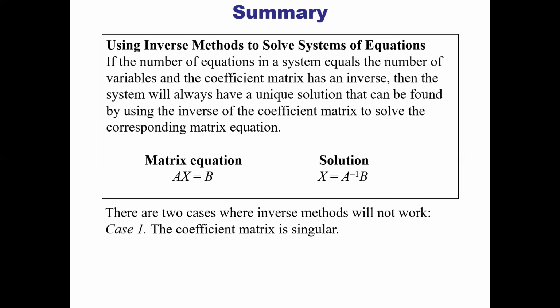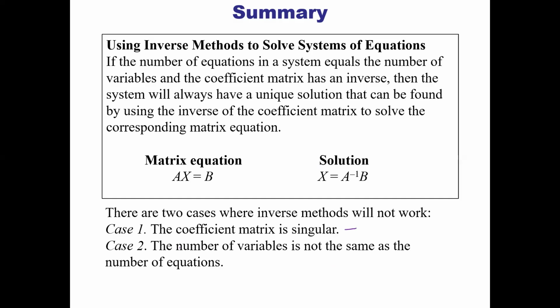Now, there are two cases where inverse methods will not work. Number one, the coefficient matrix is singular. You can't find an inverse. And number two, the number of variables is not the same as the number of equations. So if you have more variables than equations, then it's not going to work either. In either case, we just basically have to use Gauss-Jordan. And in the second case, where there are more variables than equations, we're going to have an infinite number of solutions.